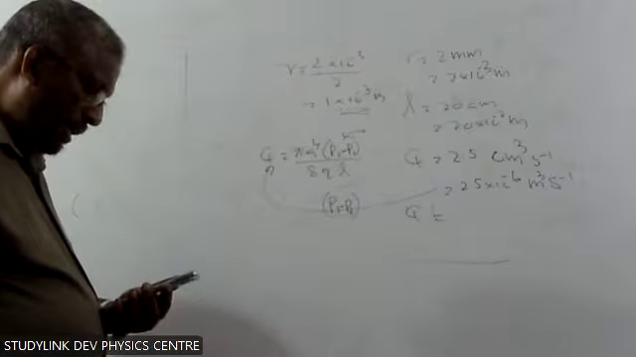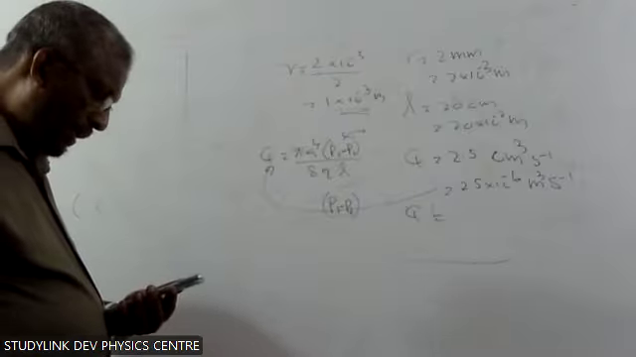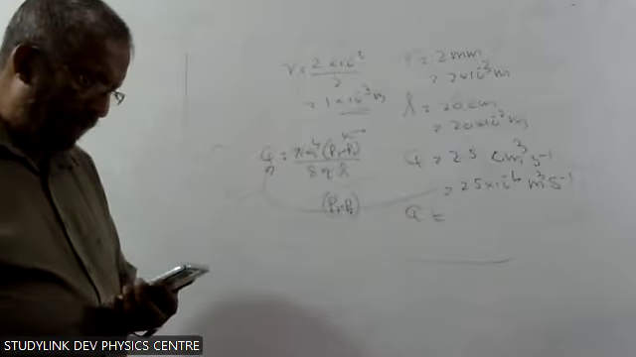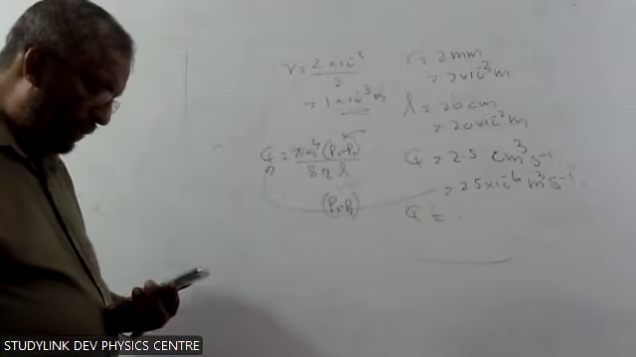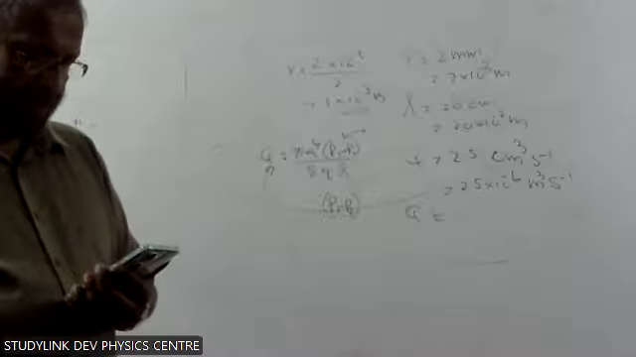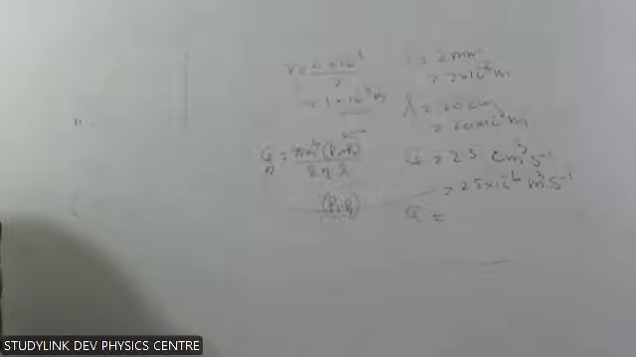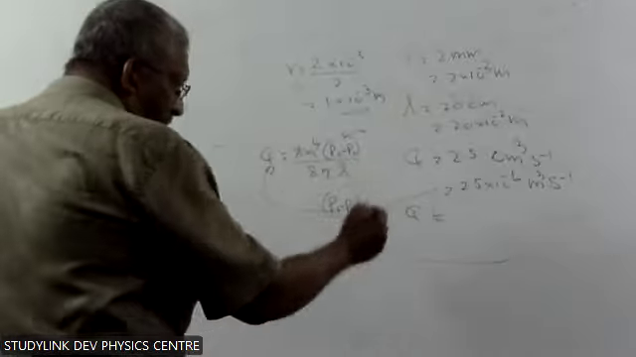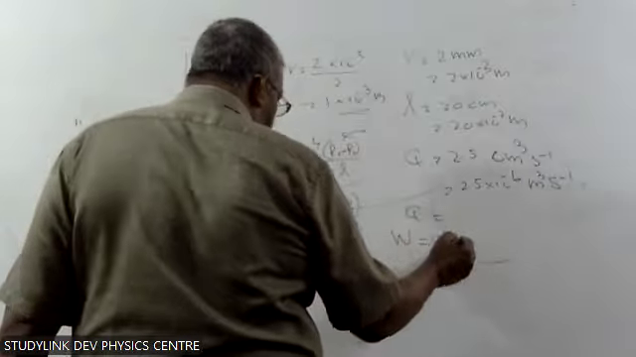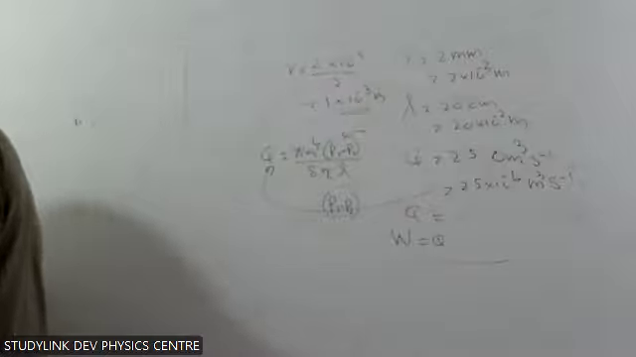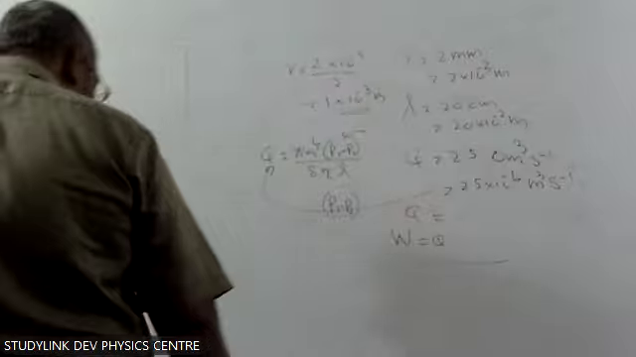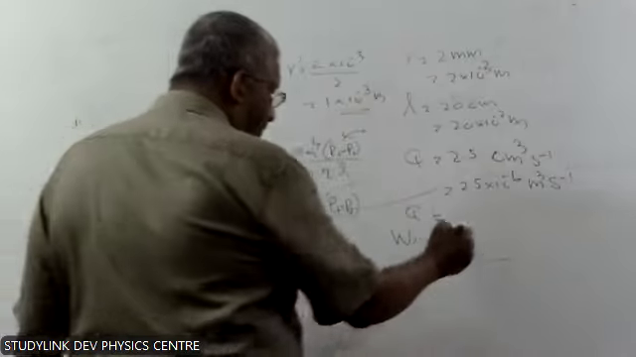Third one, B. No, the second one. By how many times will the rate of work done by the heart against viscous force have to be increased to maintain the same rate of flow? How many times will the rate of work done increase? So the work done by the heart, that day I gave it. Work done W is equal to Q delta P. That day I proved it.